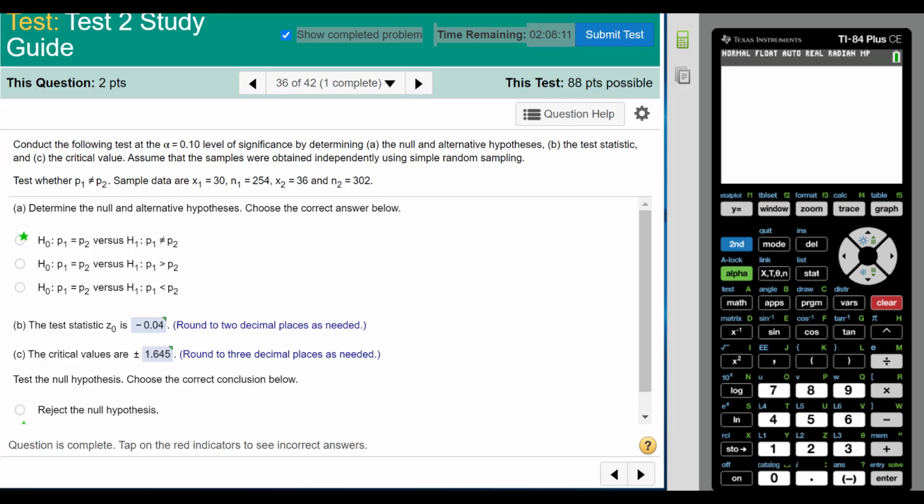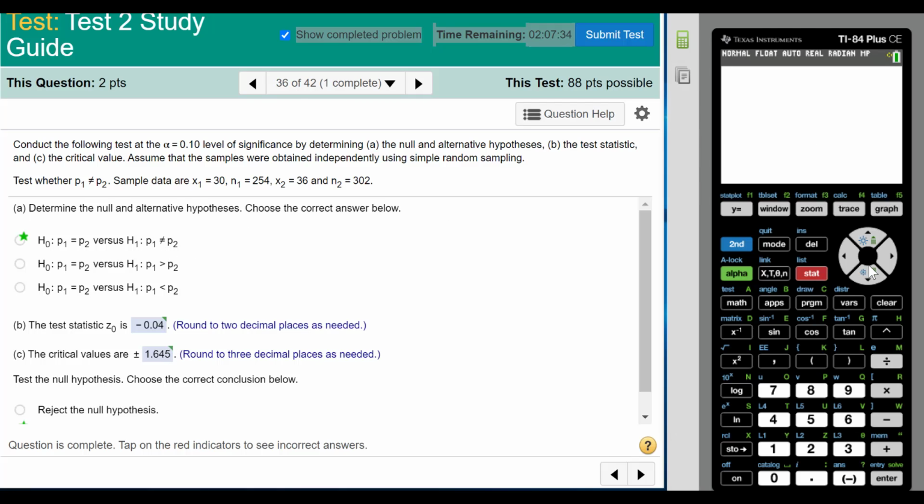Okay, this is the last video that covers chapter 11. Conduct the following test at the alpha equal 10% level of significance by determining null and alternative. Test the statistic, and if it is a critical value, I'm gonna skip this one because it should be just the p-value approach. So I just put that by mistake, but just to show you how you would run this one. But assume that the question here is to find the p-value, not the critical value.